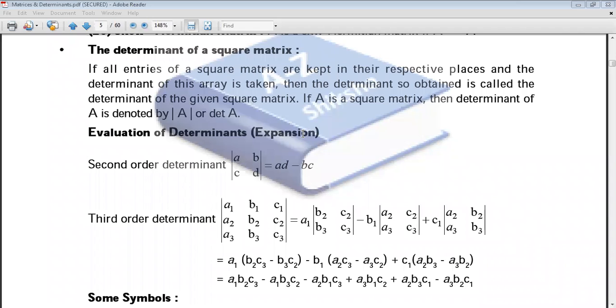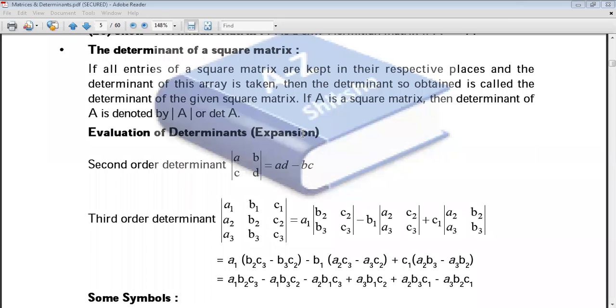Hello? Am I audible? Yes, sir. Yes, sir. Okay, just write down a point on your notebook. It's an important point, because regarding your exam purpose, what is the difference between a matrix and a determinant.